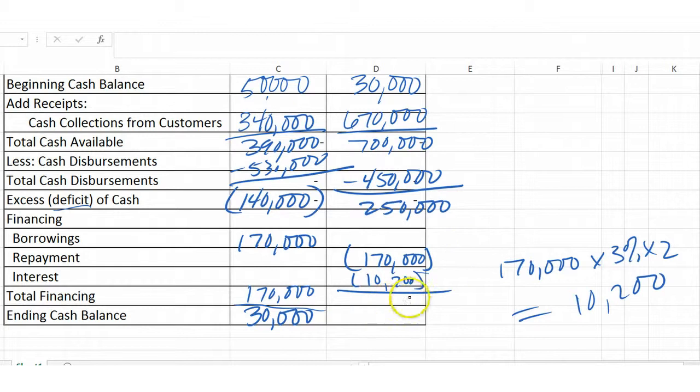So our total financing is minus 180,200, and that leaves us our ending cash balance of 69,800. That becomes a beginning in the next quarter, and then if we were to finish this problem, there aren't any other borrowings. The company has enough cash. But that's the idea behind the financing.